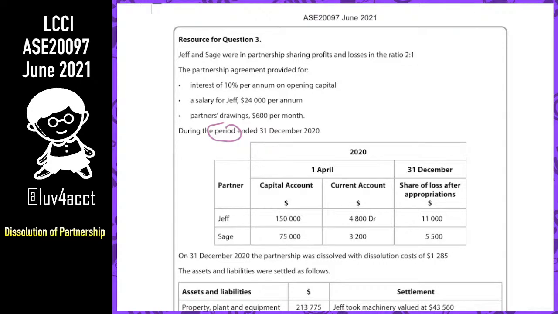Yes, because you have a year start of 1st of April, and then you are dissolving the business on 31st December. How many months? April, May, June, July, August.